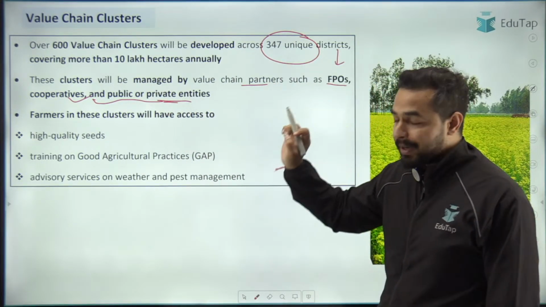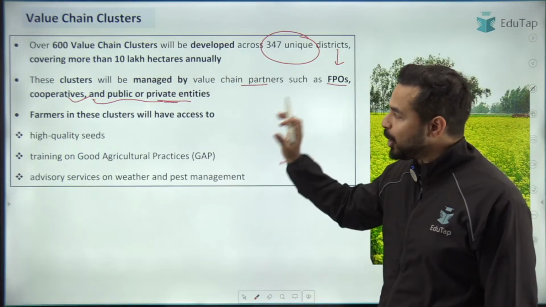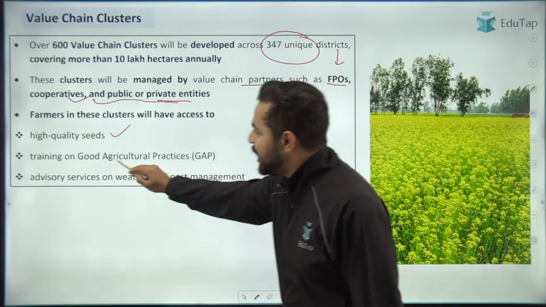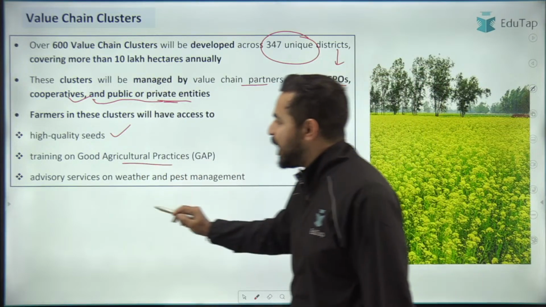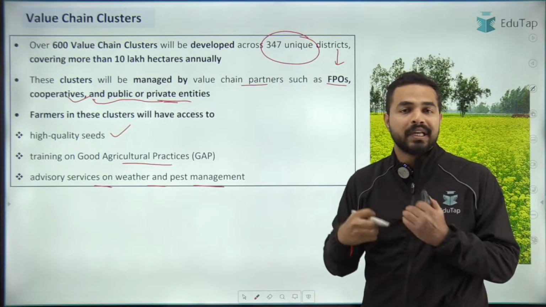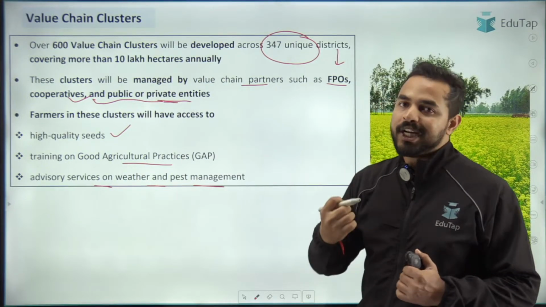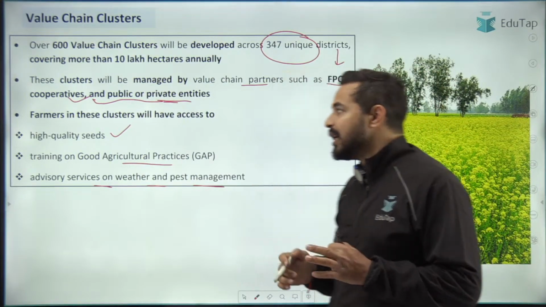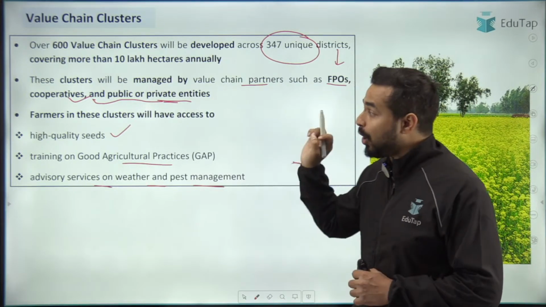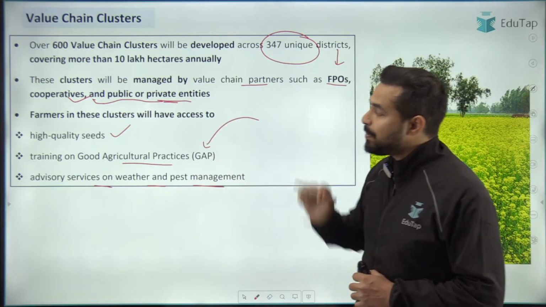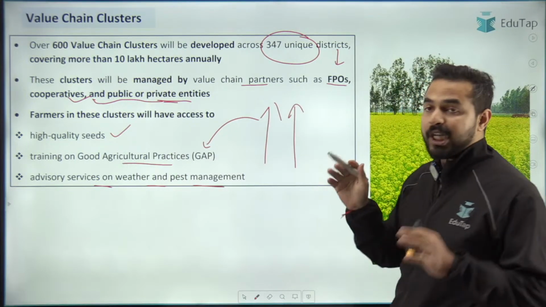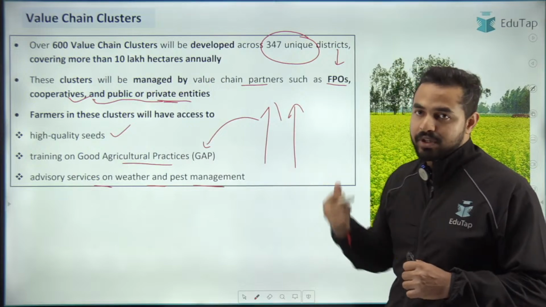And these farmers who are part of these clusters will have access to high quality seeds, training on good agricultural practices, advisory services on weather and pest management. So guys, here you can see at what level and in how much detail the government is going to work on this. As you can see here, not just the provision of high quality seeds will be there through these clusters, they will also be providing good agricultural practices so that we can really enhance the production from that particular area which is under the cultivation of oil seeds.